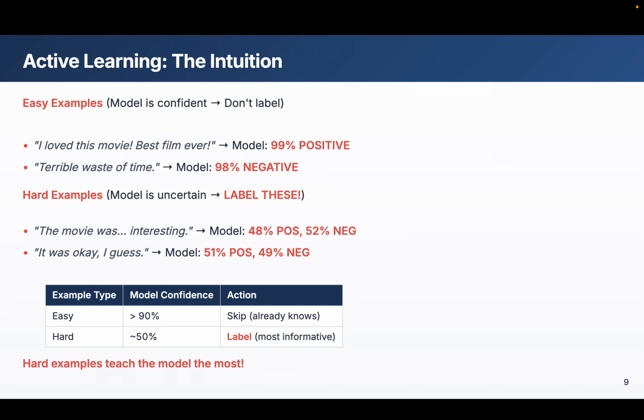Similarly, for some text examples, if the examples are very trivial, the movie was very good, the best film ever, this is not really a very informative example. It's a simple example. But if you have certain harder examples, the movie was interesting, this is where you might have either a positive or negative, and that is where you might need some human expertise. So the idea is that we will skip some of the easy examples. We want to get to the harder examples quickly.